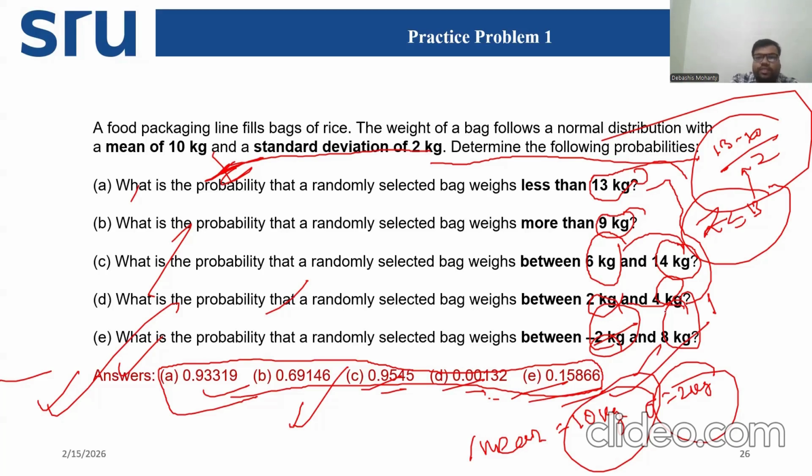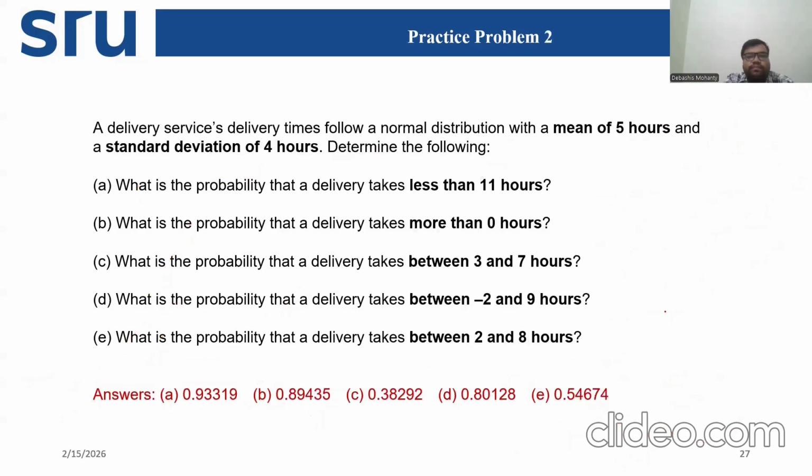Next, these are the practice problems, so you can practice these questions for the exam. Given a delivery service, delivery time follows a normal distribution with a mean of 5 hours and a standard deviation of 4 hours. We have to determine the probability that a delivery takes less than 11 hours.